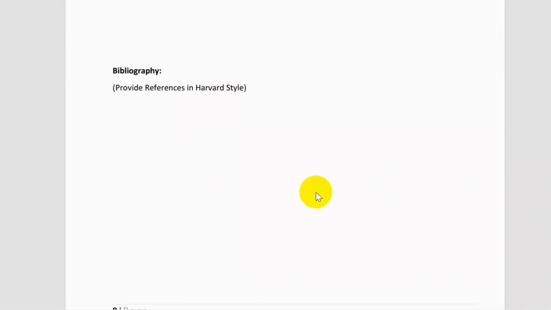Now, moving down, here comes the bibliography section. This is where you need to provide the references of all the sources that you used for collecting information for your research project, and make sure that you provide these references in proper Harvard referencing style.